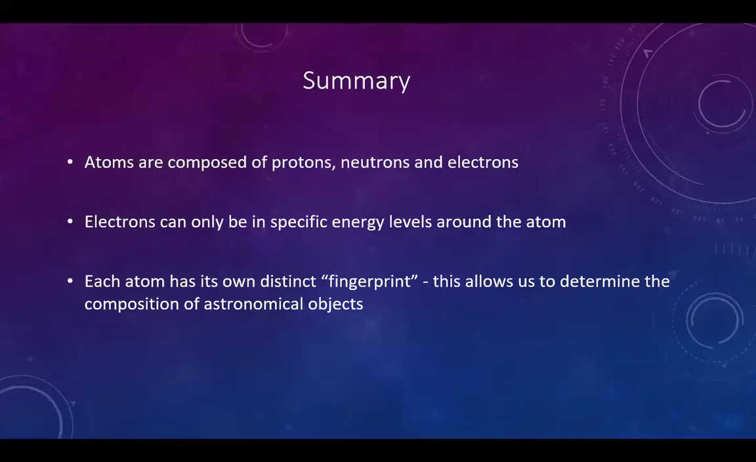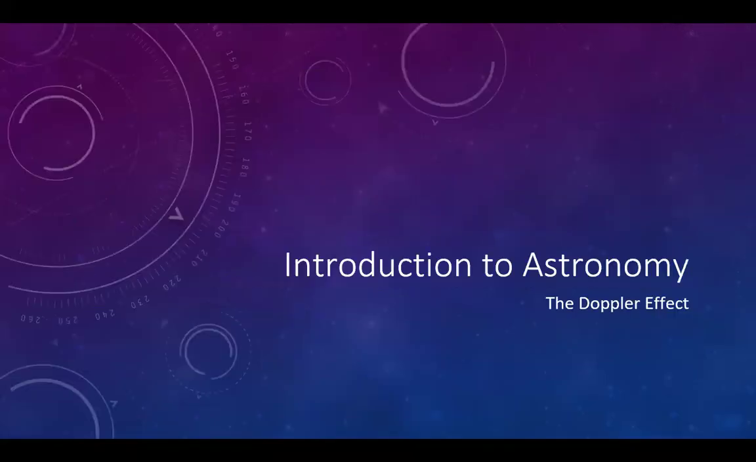So atoms are composed of protons, neutrons, and electrons. Electrons can only be in specific energy levels around the atom, and each atom has its own distinct fingerprint, which lets us determine the composition of astronomical objects.